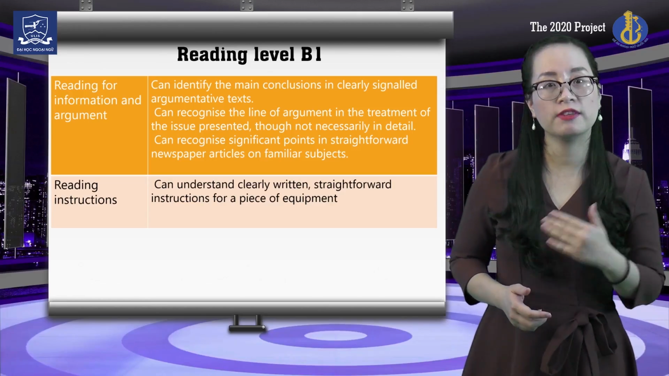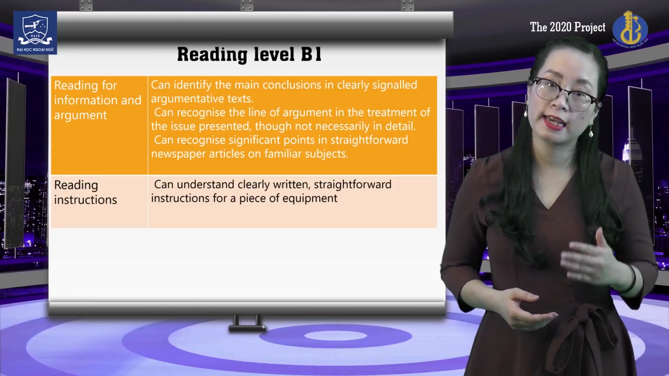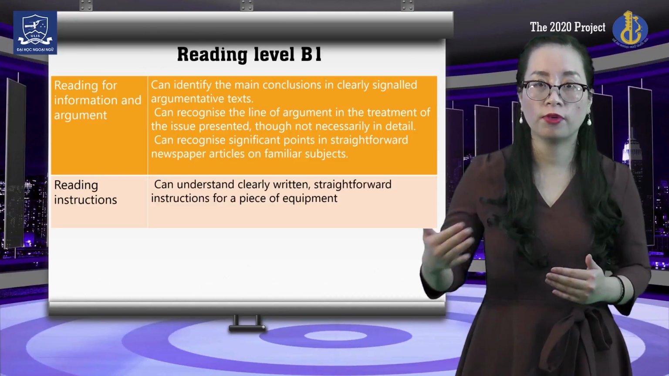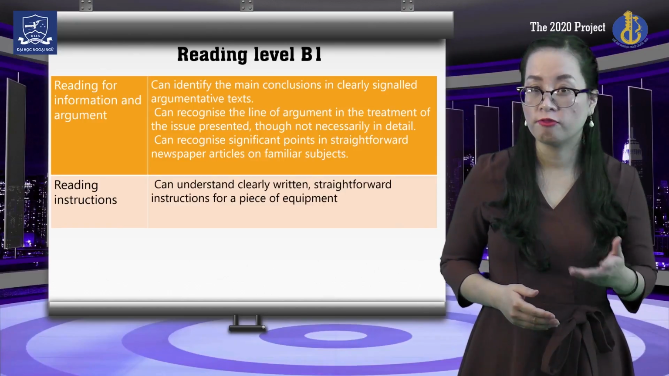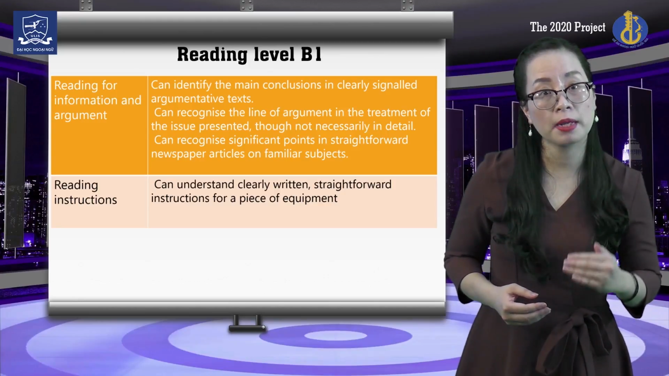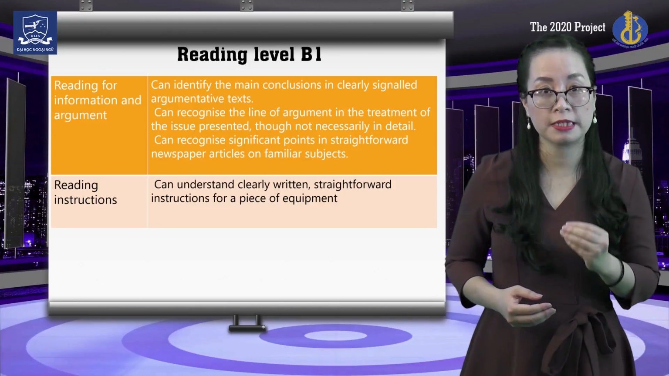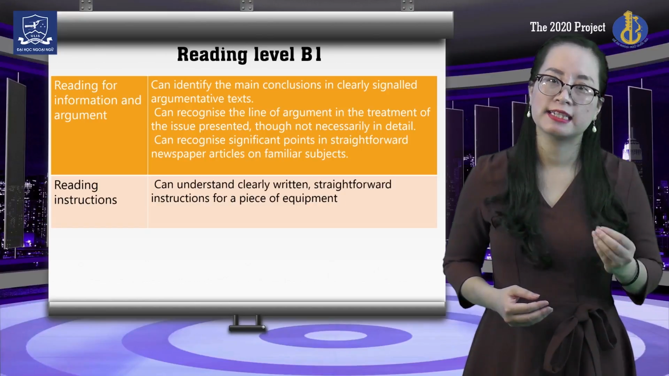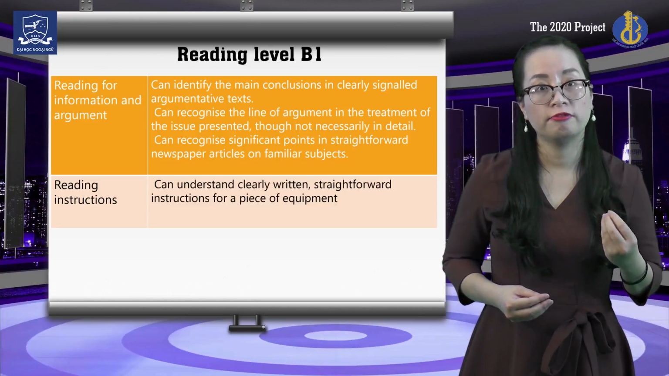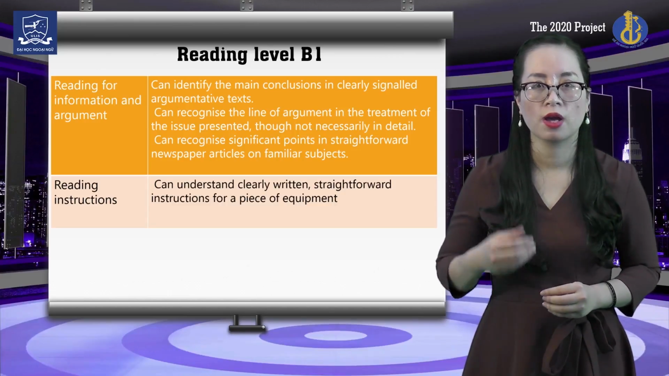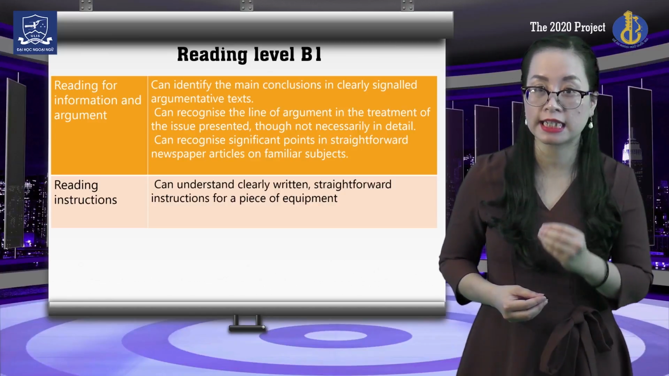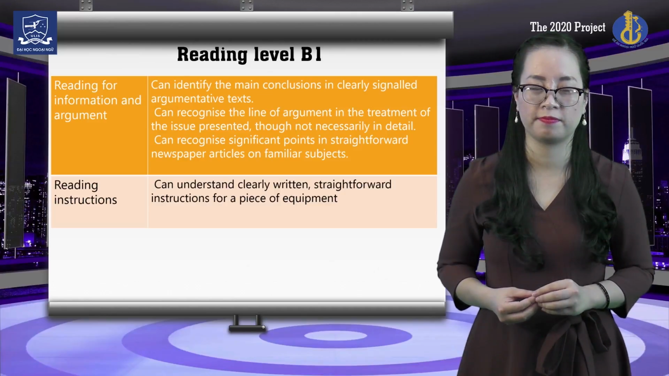Okay, as for reading for information and argument, the keywords are main conclusion, line of argument, straightforward newspaper article, familiar subjects. It means that B1 students can understand the main points and relevant information of simple and easy newspapers, such as family topics at a beautiful place, a festival in another country. Also, they can understand the final conclusion of an argument about different activity to protect the environment.